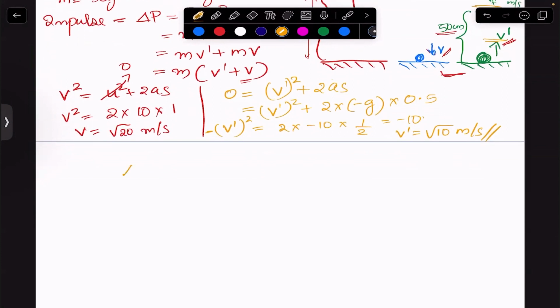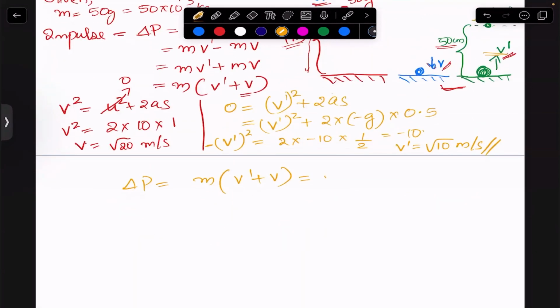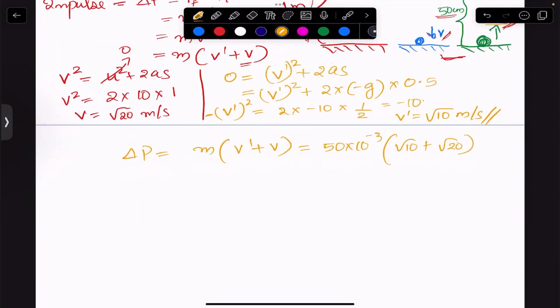Now we can find delta P. Delta P equals M times V dash plus V, which is equal to M is 50 gram, 50 times 10 to the power minus 3 kilogram, times V dash equal to root 10 plus root 20. You can simplify these values to get impulse as 0.38 Newton second. That is delta P.